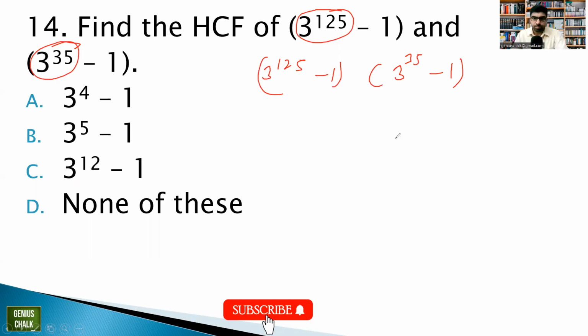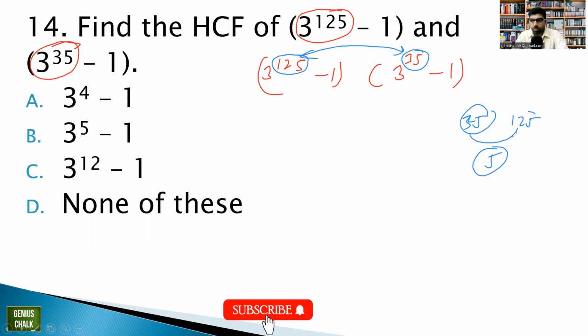Now what happens? This minus 1 is common. So what we do is take the HCF of these powers, and that is our answer. So what is the HCF of 35 and 125? You can see 35 and 125 only cancel by 5. 5 is the highest common factor because this can be written as 5 into 7 and this can be written as 5 into 25. So 5 is the highest common factor.